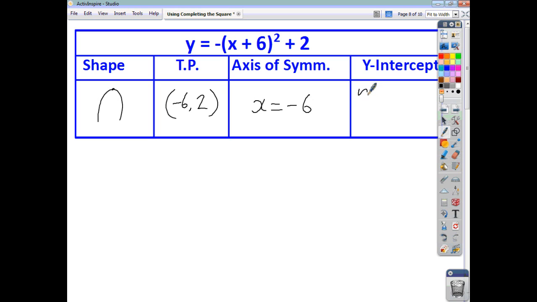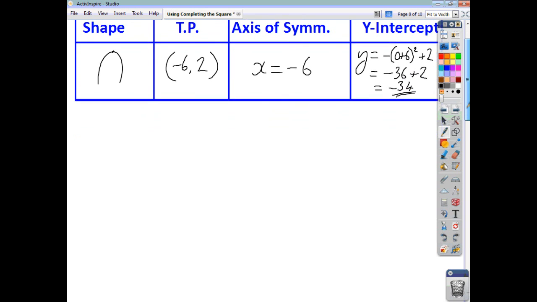And the y-intercept is going to occur when x is 0. Now that's going to be negative (0 plus 6) all squared plus 2. So that means negative, and this is going to be 36, and we're adding 2, so negative 34. So it's going to be (0, negative 34).